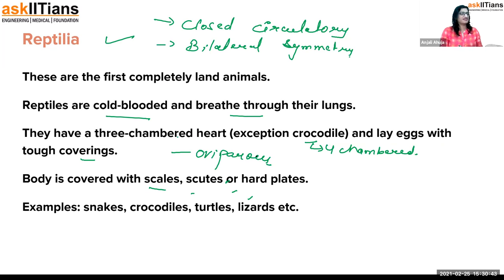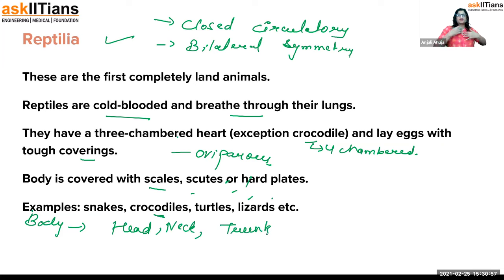Their body is divided into head, neck, trunk, and tail. Trunk means the main abdominal region, you know, throughout the chest and abdominal region, and tail.